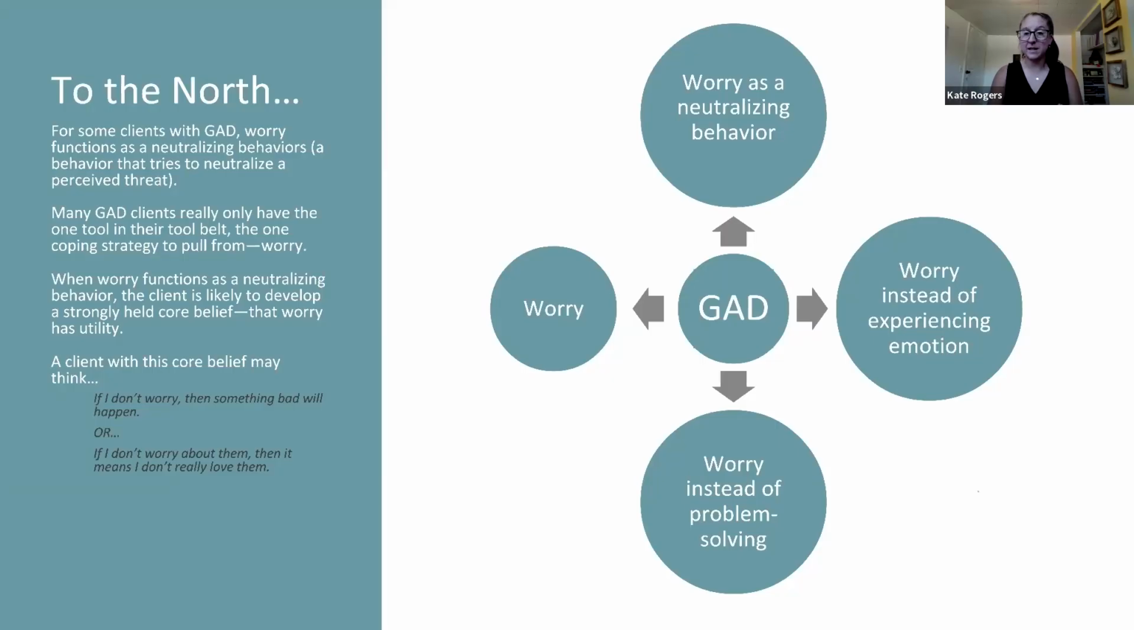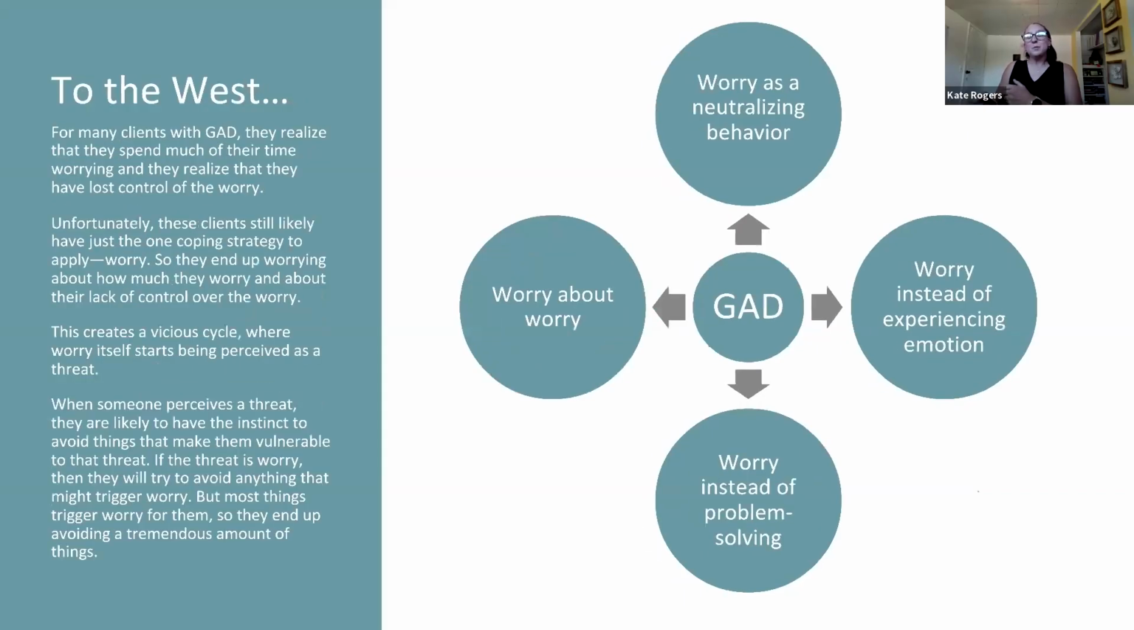I'm about to pour gasoline on this fire. Okay, got my can of gasoline. Pouring gasoline onto the fire is to the west. Worry about worry. Oh, shoot. Gasoline on the fire. Worry about worry. This is the idea that captures, think diagnostically, someone with GAD, their go-to coping strategy is to worry. They often believe worry has utility. If I don't worry, something bad will happen.